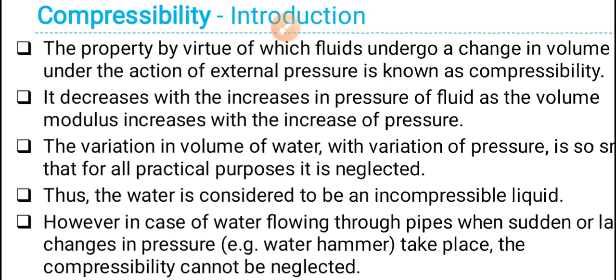Therefore, in the first case, rigid pipe, we consider only bulk modulus of elasticity of fluid, whereas in the second case, when elastic pipe is used, bulk modulus of elasticity of fluid alone should not be considered. It should be considered as combined or effective bulk modulus of elasticity, K suffix E, where K is the symbol we use for bulk modulus of elasticity.